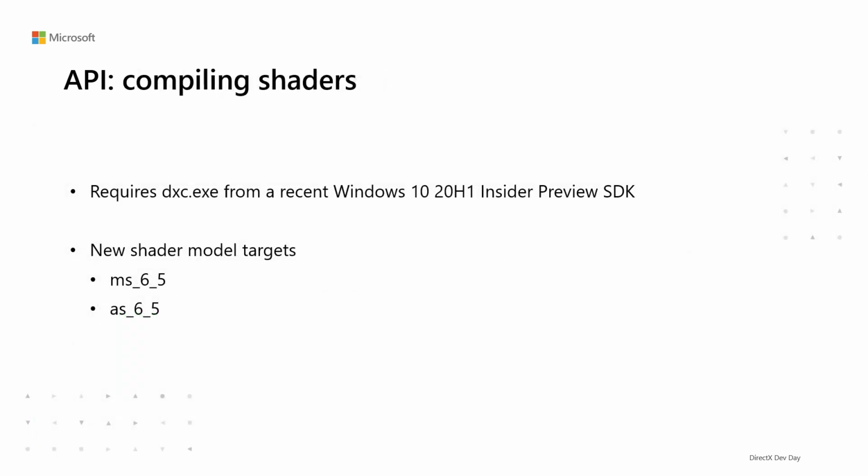You need to compile your shaders. This will require getting a version of the shader compiler DXC from a recent version of the Insider Preview SDK, which includes the mesh shader support. And then you'll compile for two new shader models, MS65 and AS65, which stand for, obviously, mesh shader and amplification shader respectively.